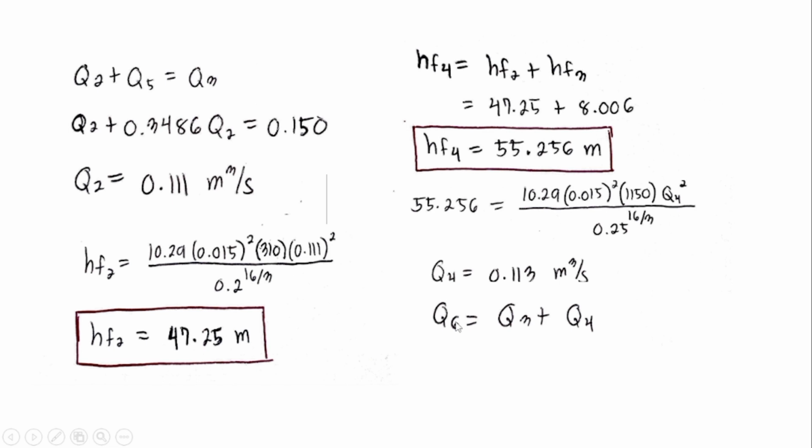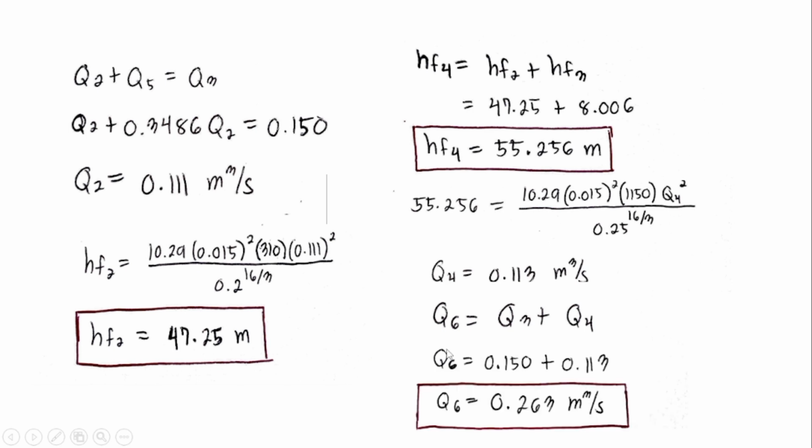As I have said earlier, the discharge in pipe 6 is just equal to the discharge in pipe 3 plus the discharge in pipe 4. Since we have the value for our discharge in pipe 3, which is equal to 0.150 cubic meter per second, and also the value for our discharge in pipe 4, which is equal to 0.113 cubic meter per second, we can solve for the discharge in pipe 6. So the discharge in pipe 6 is just equal to 0.150 plus 0.113, which is equal to 0.263 cubic meter per second.